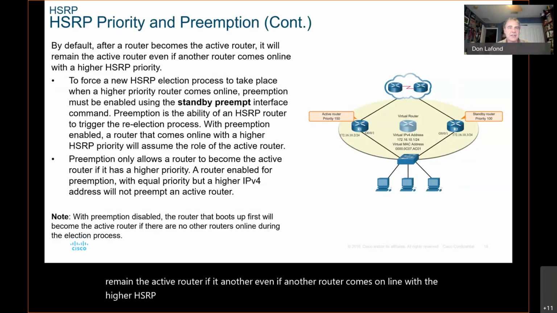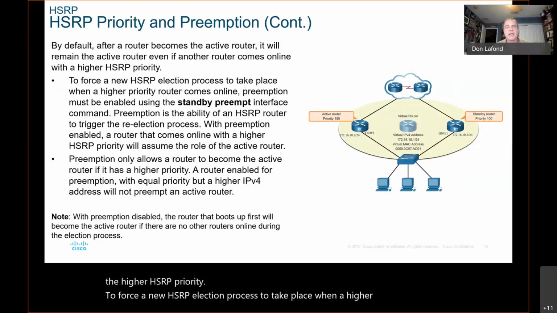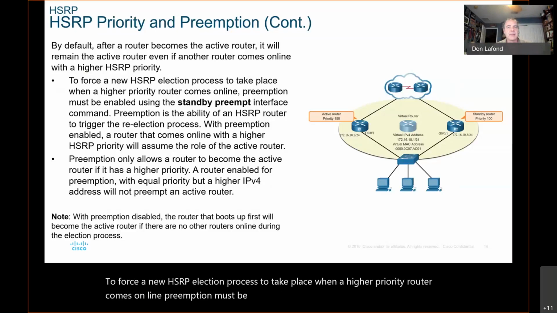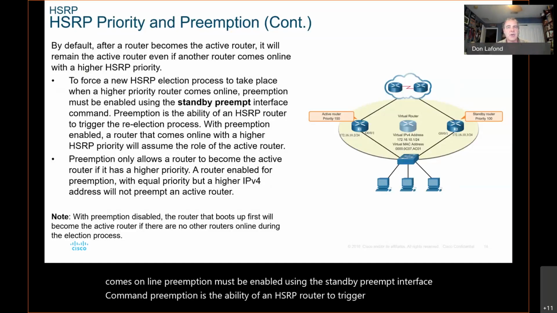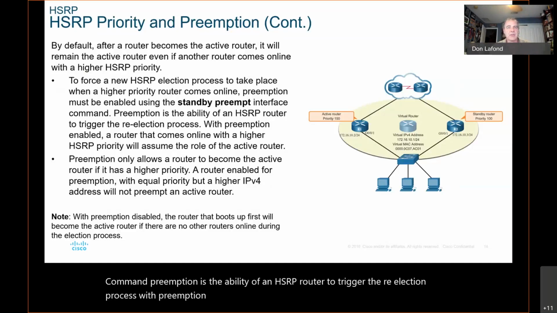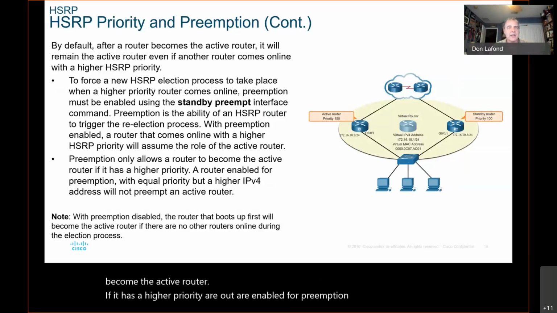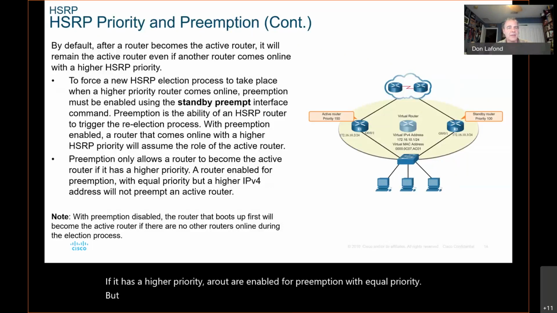To force a new HSRP election process to take place when a higher priority router comes online, preemption must be enabled using the standby preempt interface command. Preemption is the ability of an HSRP router to trigger the re-election process. With preemption enabled, a router that comes online with a higher HSRP priority will assume the role of the active router. Preemption only allows a router to become the active router if it has a higher priority. A router enabled for preemption with equal priority but a higher IPv4 address will not preempt an active router.